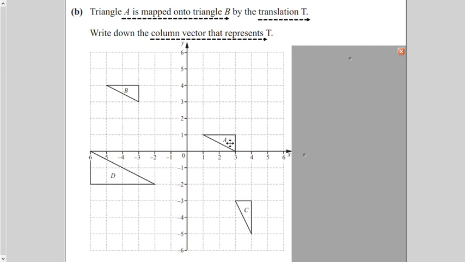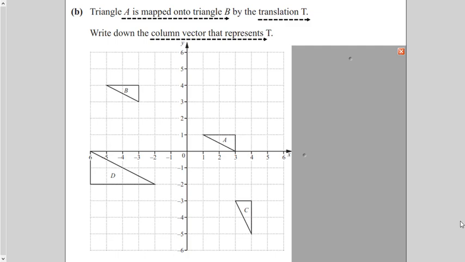It says triangle A is mapped onto triangle B by the translation T. So the question is telling you it is a translation. Write down the column vector that represents this translation. Now we know in transformation, when it is a translation, the whole picture slides along the x-axis, left or right, and then along the y-axis, up and down. So if A is mapped onto B, it means it went all the way here and then up here. And whenever it is translating, each and every vertex of the diagram goes through the same translation.